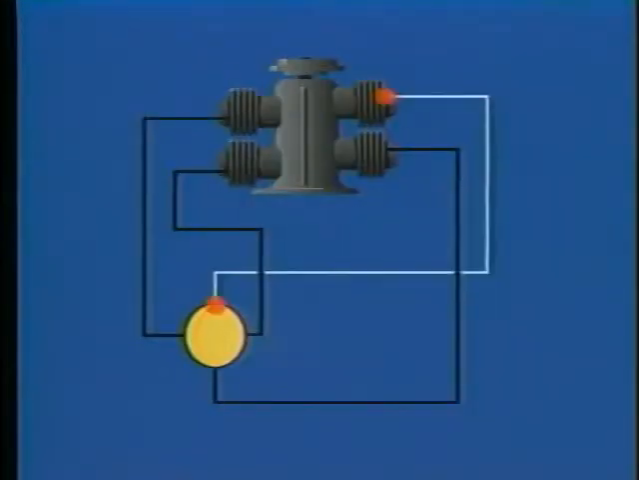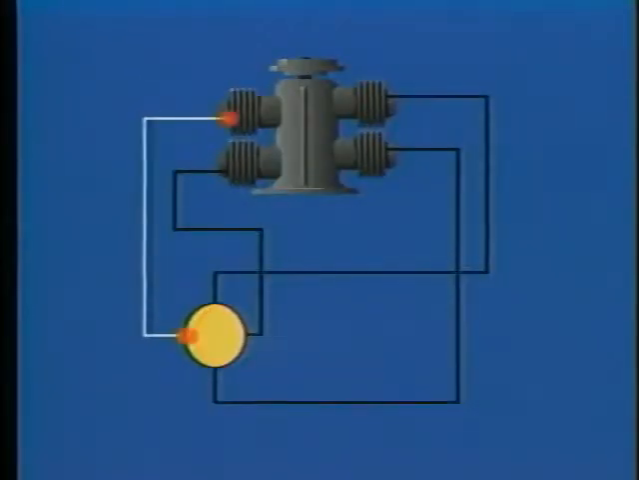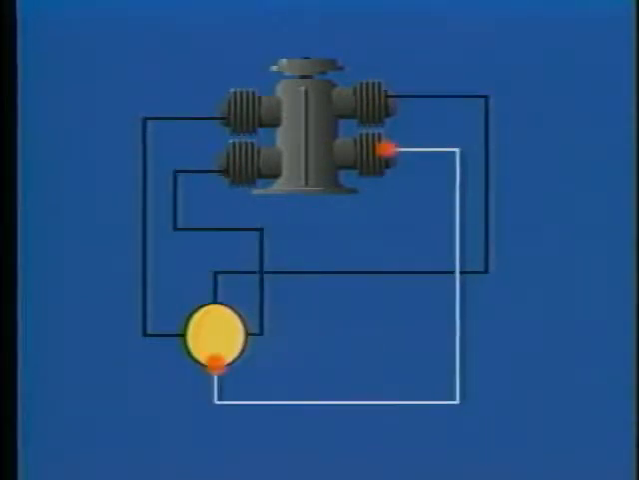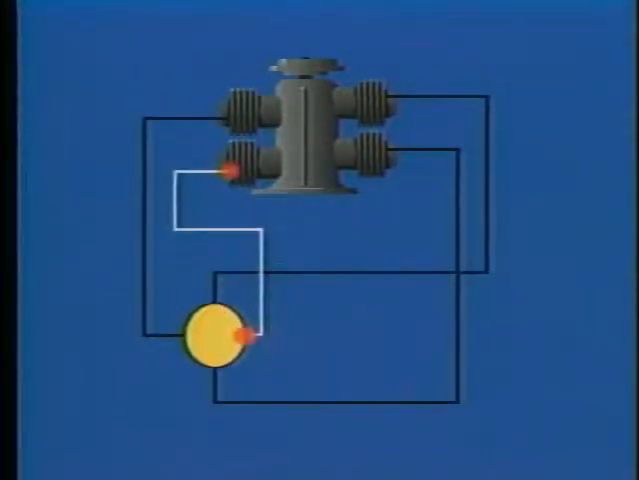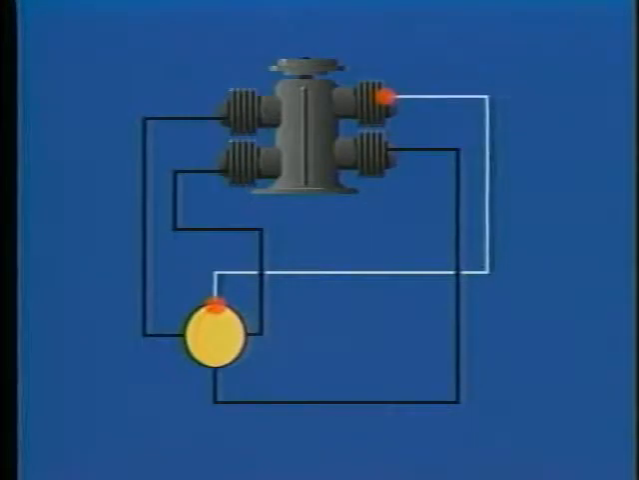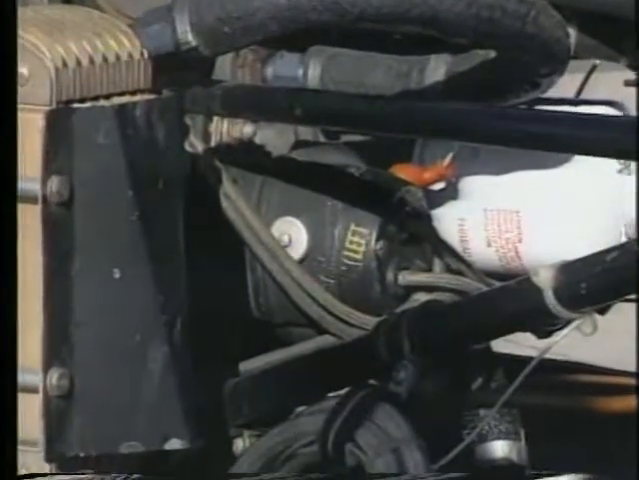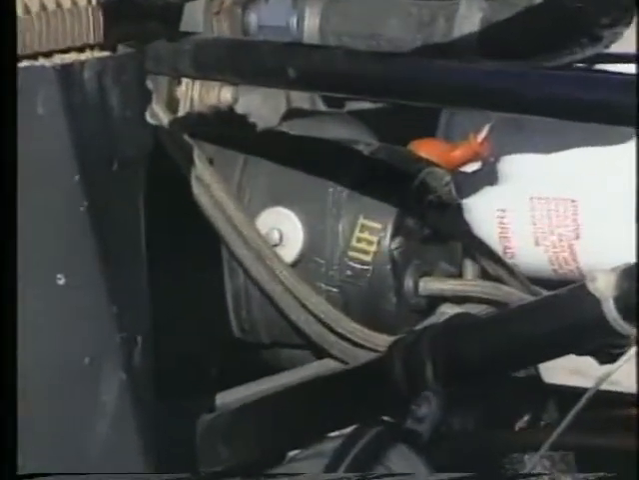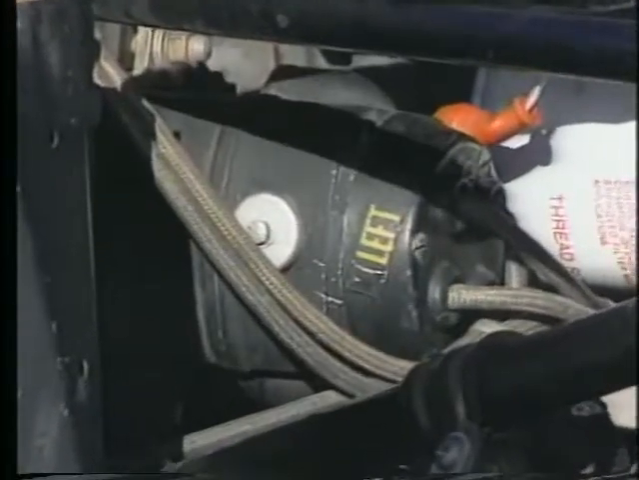The magneto fires as soon as you engage the starter and will continue to fire as long as the crankshaft is turning. There are actually 2 magnetos for each engine, which means the airplane has a dual ignition system.